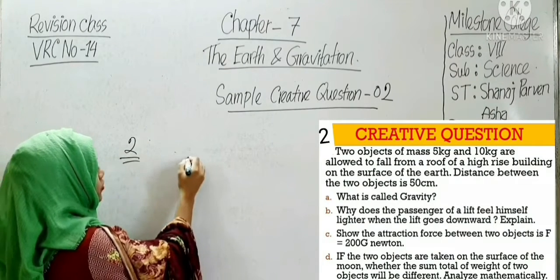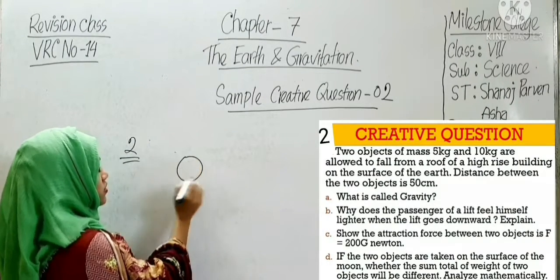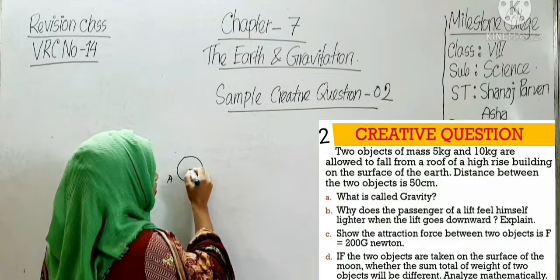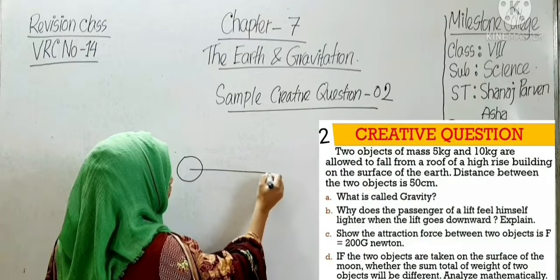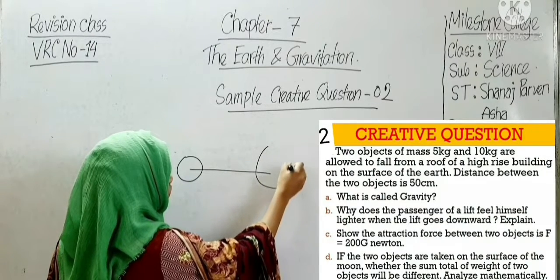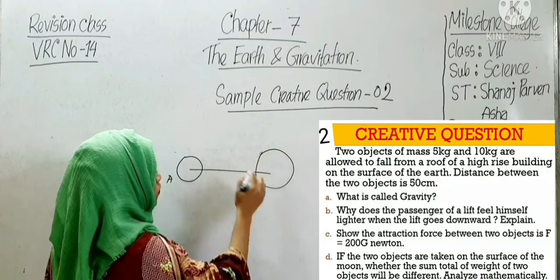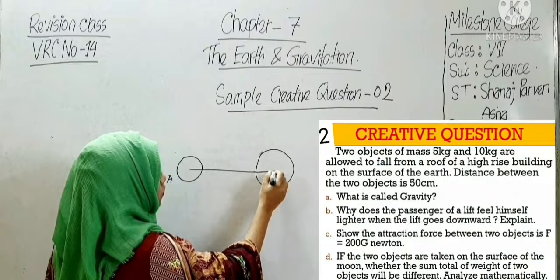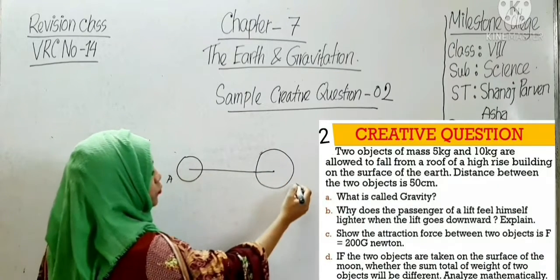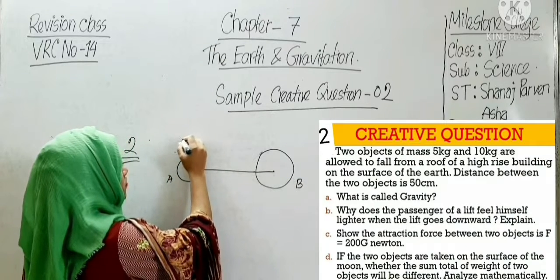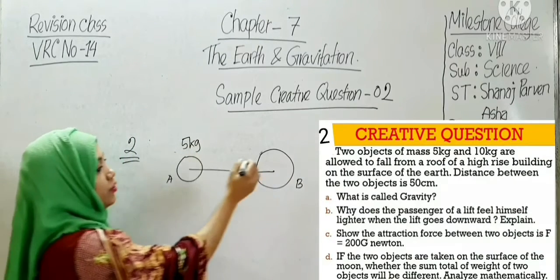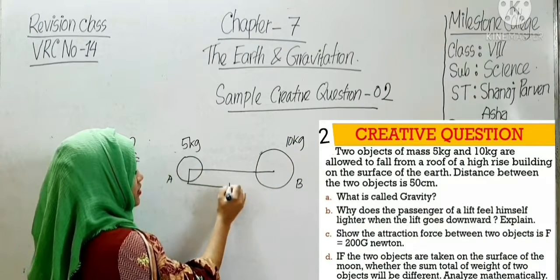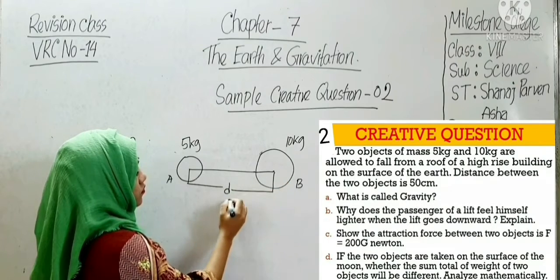Two number. So one object, suppose this object's name is A, and suppose this object is B, one is 5 kg, another one is 10 kg, and their distance is what? Centimeter.